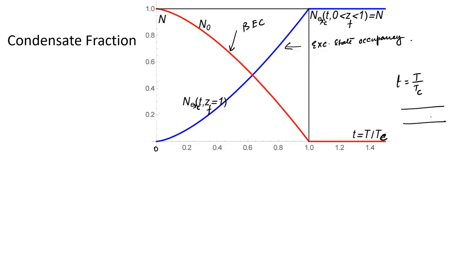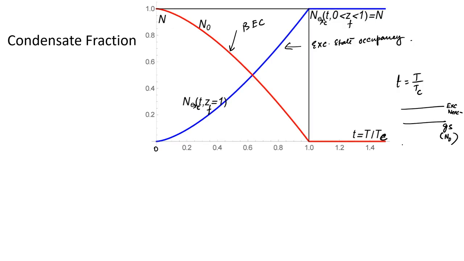So, you can understand it that there is a ground state which contains N0, and the line on top includes all the excited states, which contain N_EX number of particles. At any temperature, it is a superposition of these two fractions, and one of the fractions, the condensate fraction, goes to 0 at T equal to TC, and the excited state occupancy goes to 1 at T equal to TC. Then of course, the condensate fraction, the red line, continues to be 0 and the blue line continues to be 1.